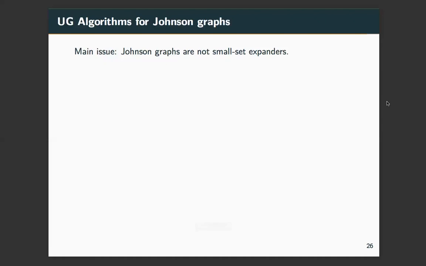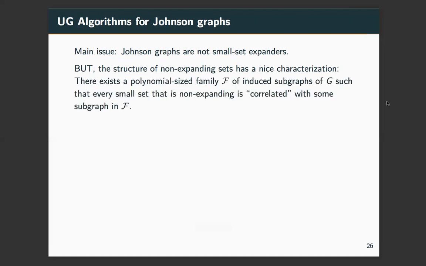I will just mention the main ideas in the Johnson graphs algorithms. The issue that we have to face is that Johnson graphs are not small set expanders. The nice thing though is that the structure of the non-expanding sets has a nice characterization. There exists a polynomial sized family F of induced subgraphs of the Johnson graph such that every small set that is non-expanding is correlated with some non-expanding subgraph in this family F.